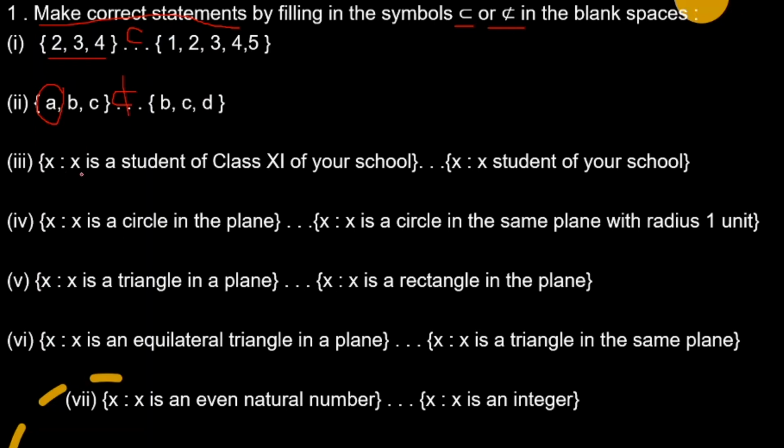Next, {X such that X is a student of class 11} and {X such that X is a student of your school}. In class 11 we have some students, for example 25 students. So obviously these 25 students will belong to this school, right? So, subset.